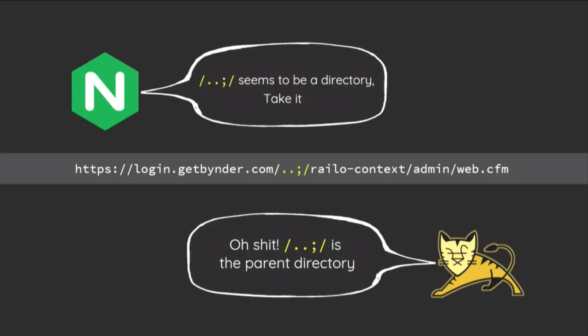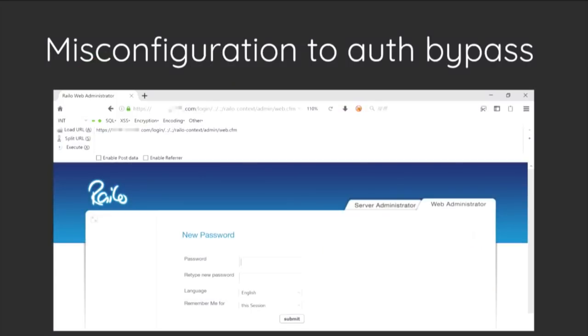From the Railo menu, we also know that the management interface is on the Railo context admin/web.cfm. This is the screenshot for the management interface, but did you find something wrong? Yes, the interface just asks you to set a new password.